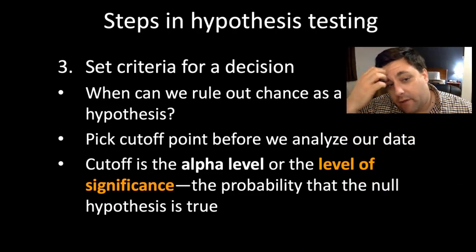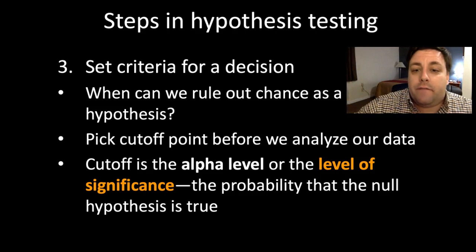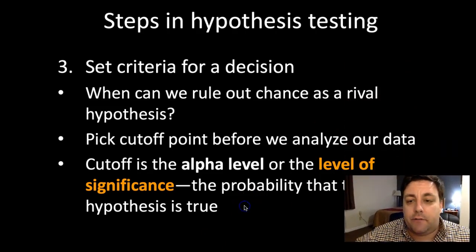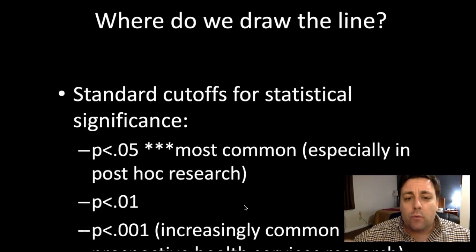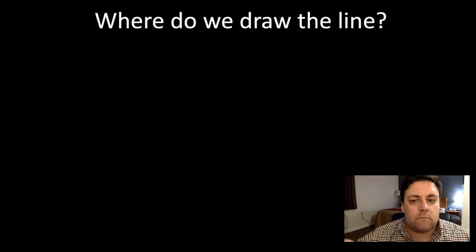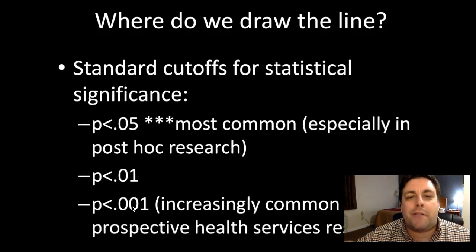The cutoff is often called the alpha level, or the level of significance, and that's simply the probability that the null hypothesis is true. Where do we draw the line?